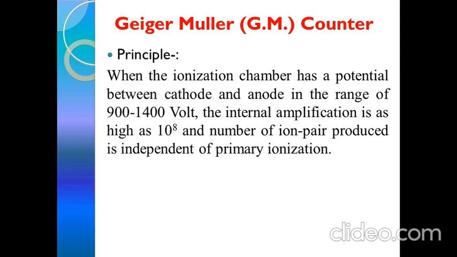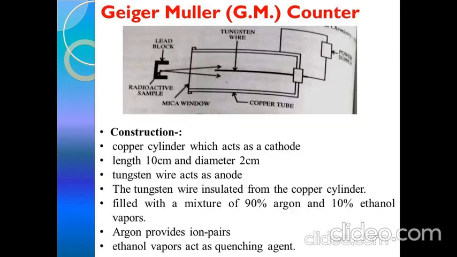When the ionization chamber has a potential between cathode and anode in the range of 900 to 1400 volt, the internal amplification is as high as 10 raised to 8 and the number of ion pairs produced is independent of primary ionization. When ionization takes place due to nuclear radiation, it is called primary ionization.